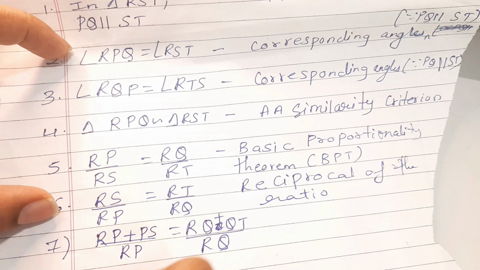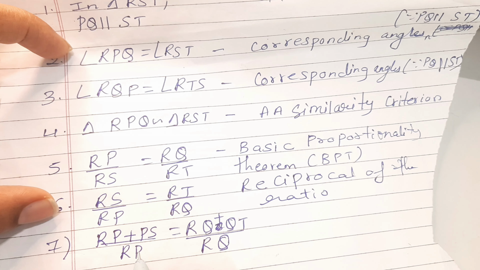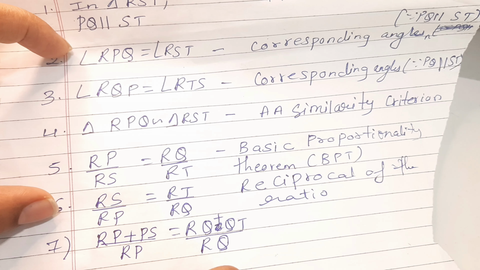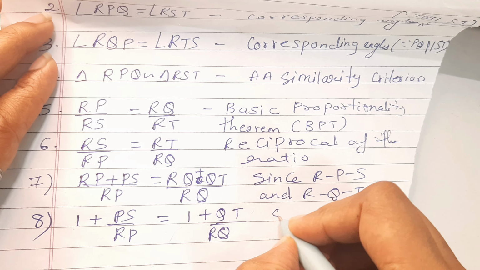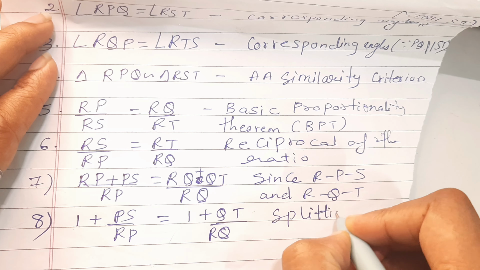Now you will have to do what? Separate the term. Here you will get RP will get cancel. You are left with 1 plus PS upon RP is equal to your RQ will get cancel, 1 plus QT upon RQ. Here I didn't write the reason, right? So here reason will be since RP S and RQ T, and here I am splitting the fraction.